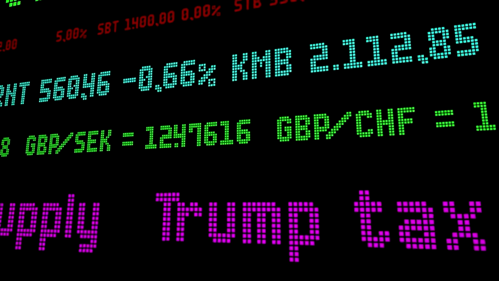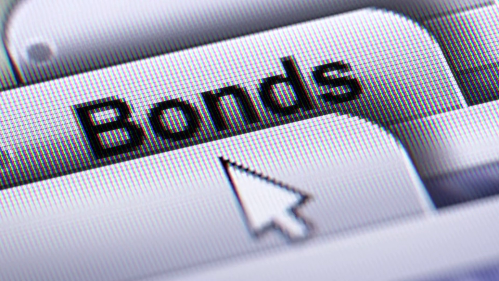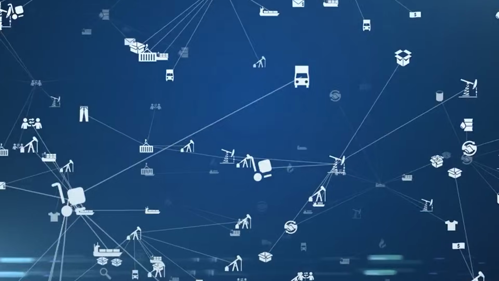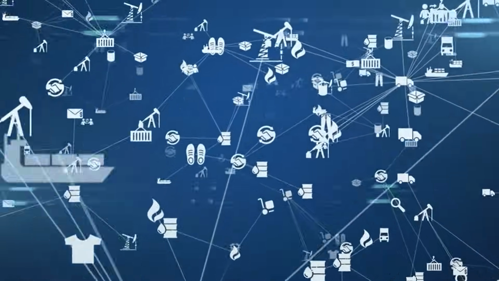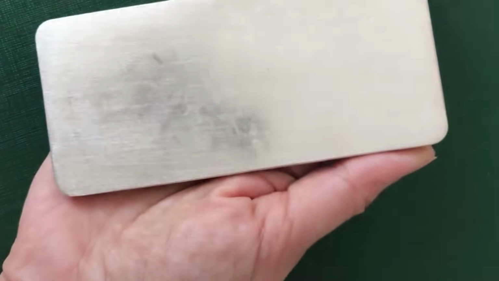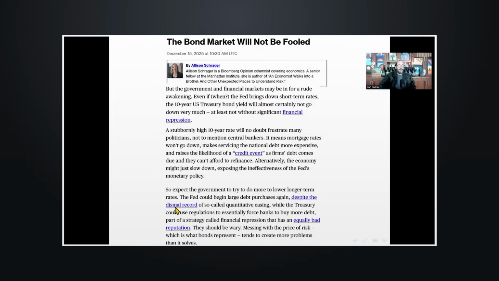Past experiments with QE delivered diminishing returns while inflating asset bubbles and debt burdens. Yet when markets strain under rising yields, policymakers repeatedly choose intervention over discipline. Manipulating the bond market may delay pain, but it often amplifies the eventual reckoning. The Fed could begin large debt purchases again, despite the dismal record of so-called quantitative easing, while the Treasury could use regulations to essentially force banks to buy more debt, part of a strategy called financial repression.